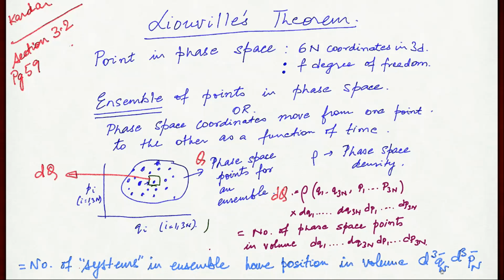And since I'm specifying n here, this is a vector, this is d3, right? So this corresponds to q1, q2, q3, and that's why d3qn and d3pn.